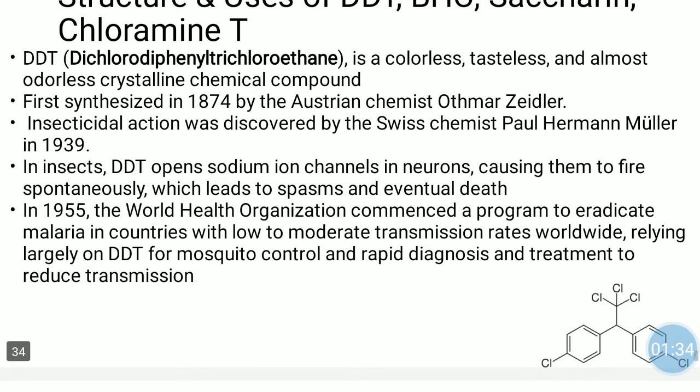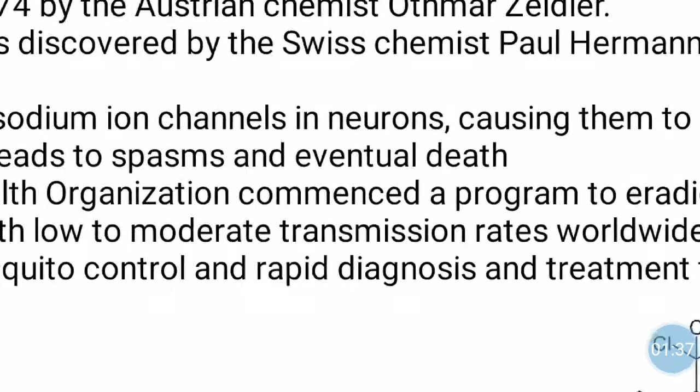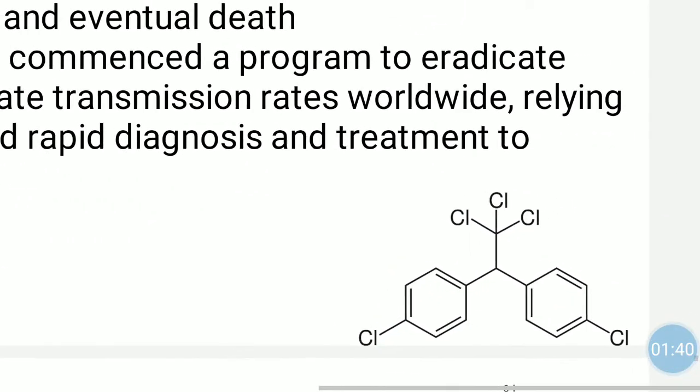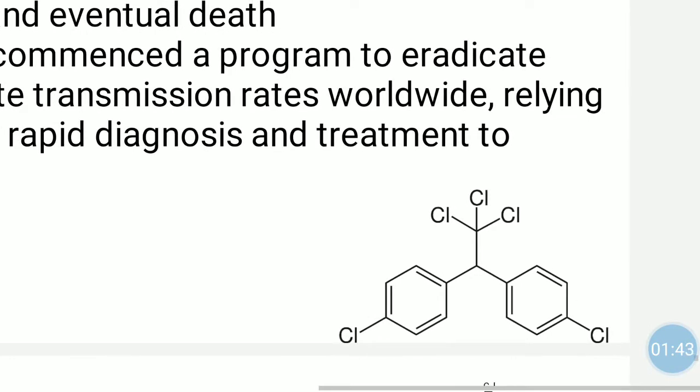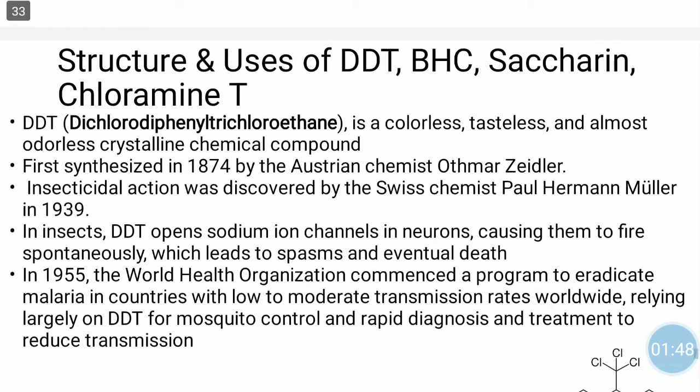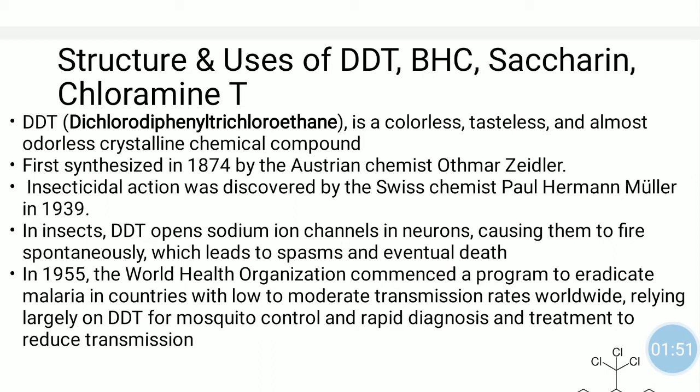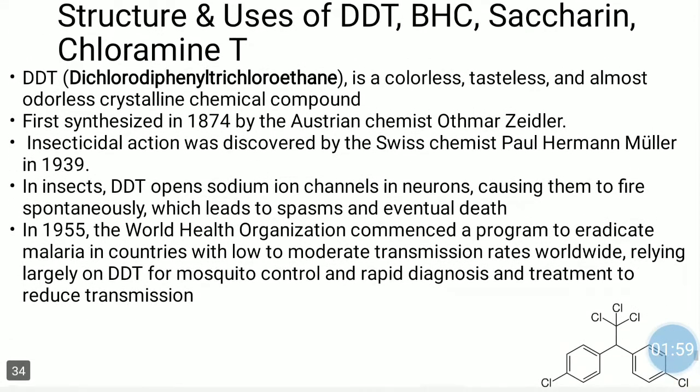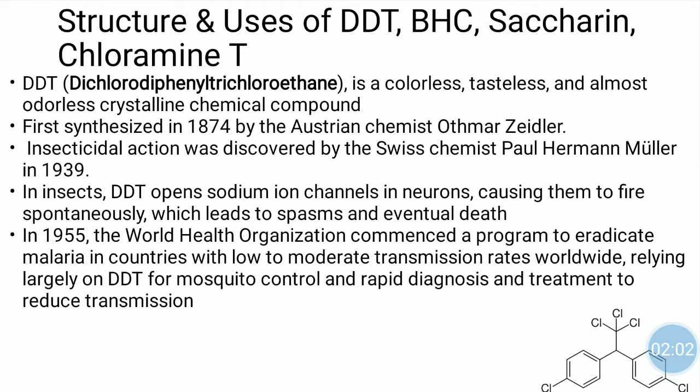So if you look at the structure that is shown in this PPT, this is the structure of the DDT, isn't it? Okay. So now the long form of DDT is dichloro diphenyl trichloroethane, isn't it? So it is one of the benzene homologs, or it contains the aromatic system benzene. Okay, so now we are going to study the structure and uses of this organic compound. So first one is the DDT, dichloro diphenyl trichloroethane.